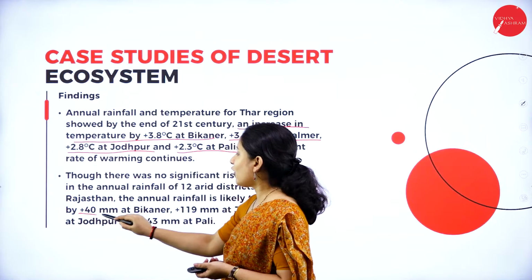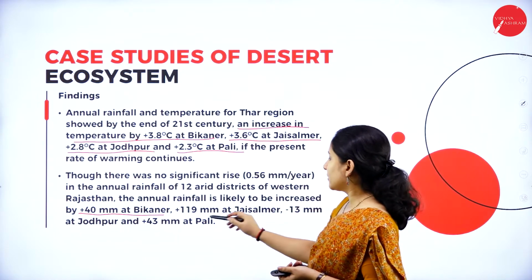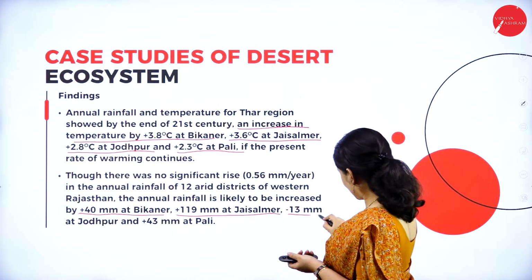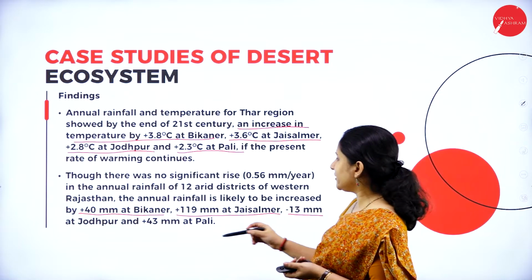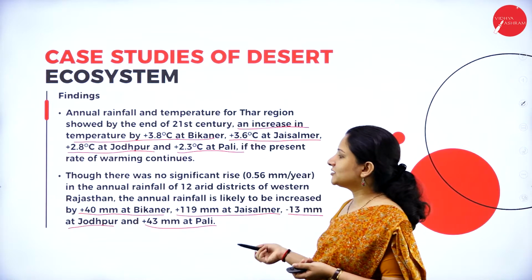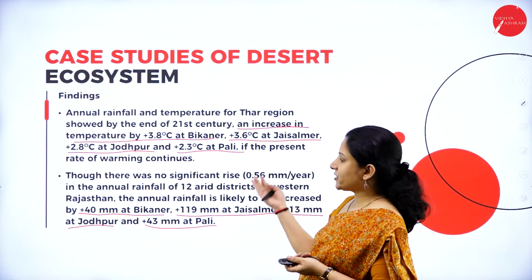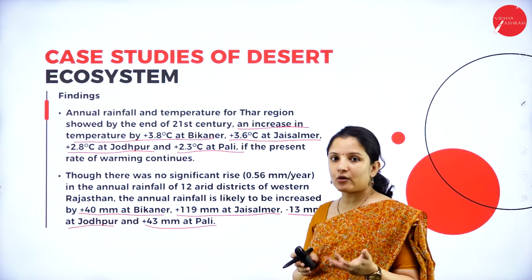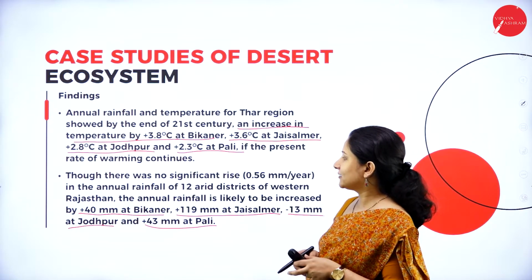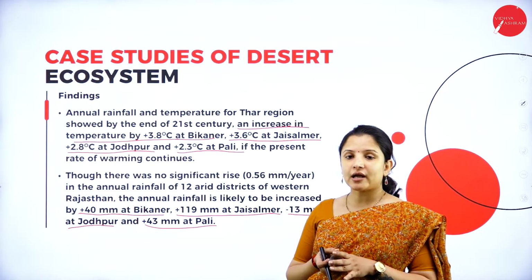That is by 40 millimeter at Bikaner, by 119 millimeter at Jaisalmer, and it can lessen by minus 13 millimeter at Jodhpur, and it can increase in Pali. So all these were the findings. So the temperature findings they made came out to be true. That is, it increased. But for annual rainfall, they said that there was no significant change.